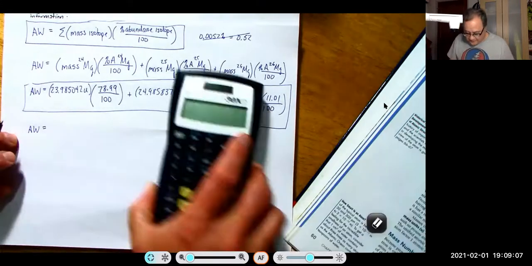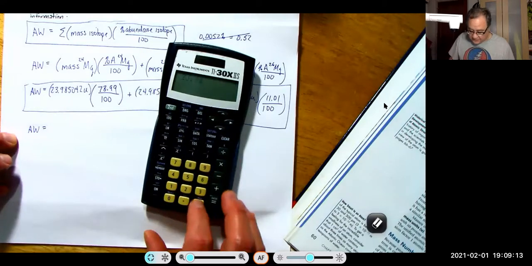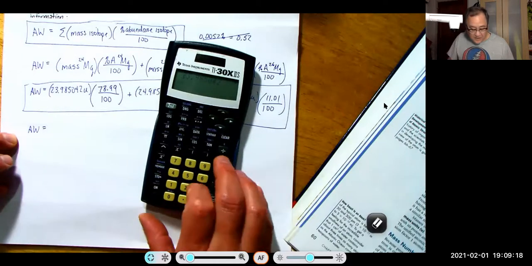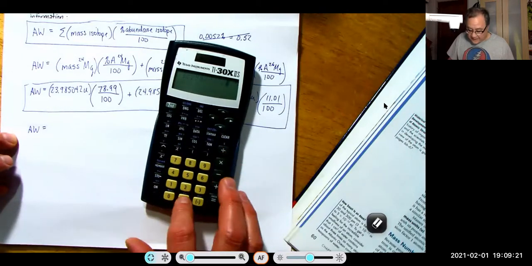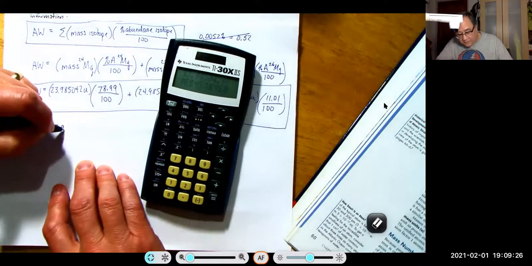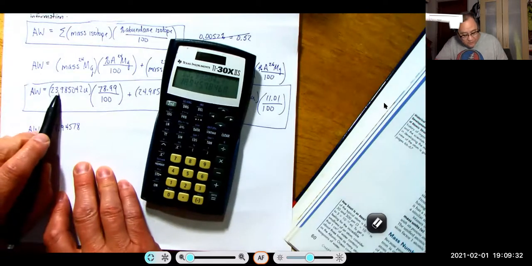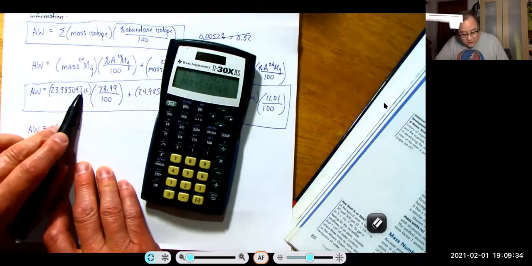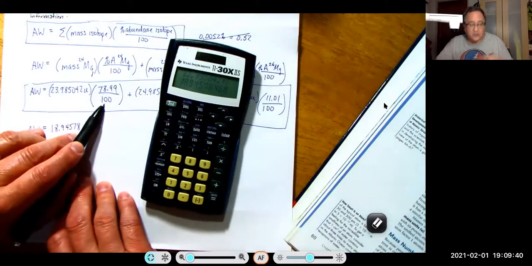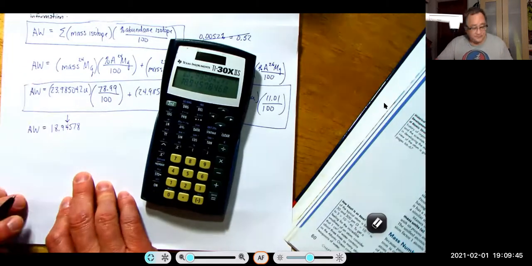Now let's do the work here. 23.985042 times 78.99 and divided by 100. So here I get 18.94578. And here, since I have 1, 2, 3, 4, 5, 6, 7, 8 significant figures, 4 here, and since percentage is defined as over 100 exactly, that's infinite. This is good to that 4 right there. And I'm going to put U.